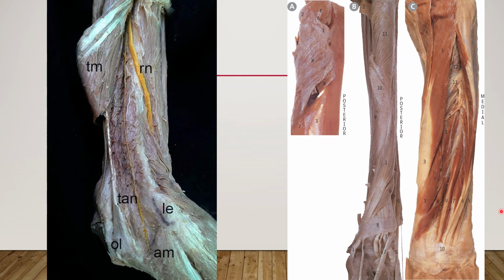When you reflect all the superficial muscles, you can see the deep muscle number 1, supinator. Number 2, there are two muscles coming out like this: abductor pollicis longus. Here also you can see abductor pollicis longus. And the second one is extensor pollicis brevis. And the third one is extensor pollicis longus. And the fourth one is extensor indicis.